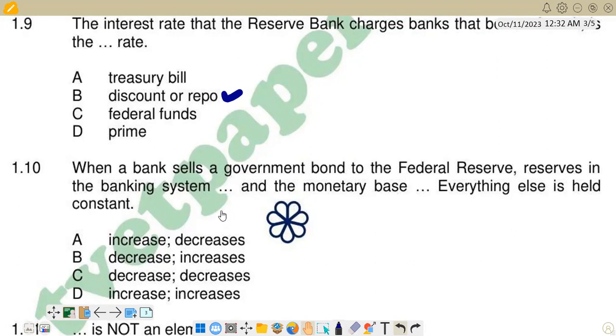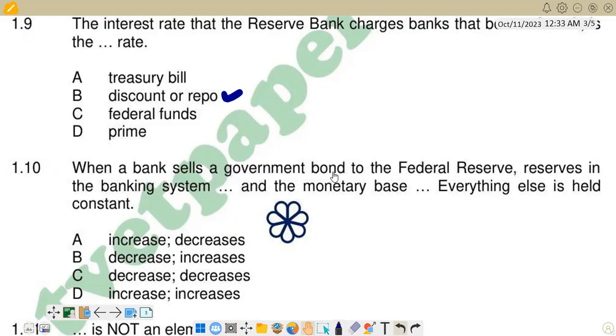Right, here we have a scenario where a bank sells a government bond. What is happening here is that the issue of government bonds acts as an indirect way of borrowing money that is employed in the financial system. So when a bank sells a government bond, it means the Federal Reserve is going to hold that government bond, and that bank is going to be given money.